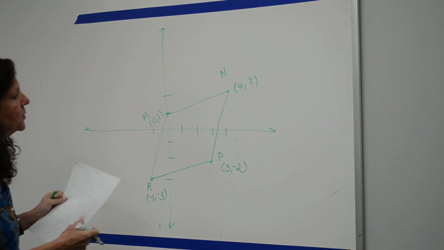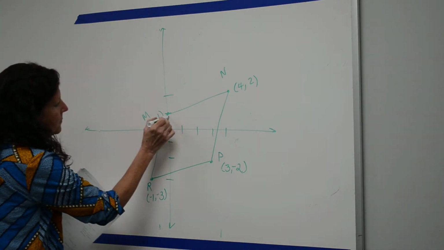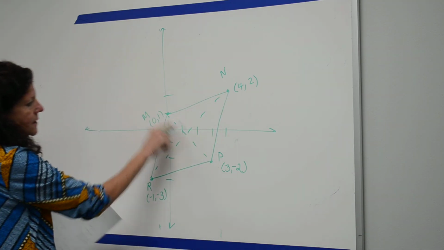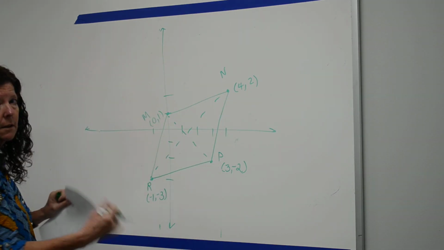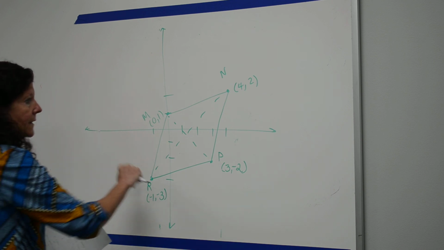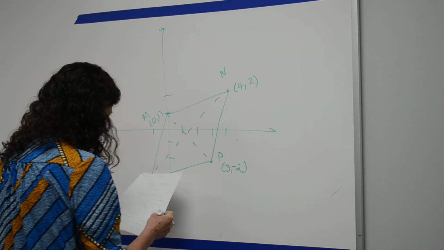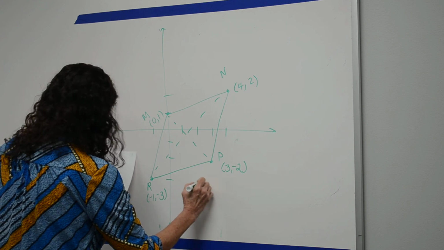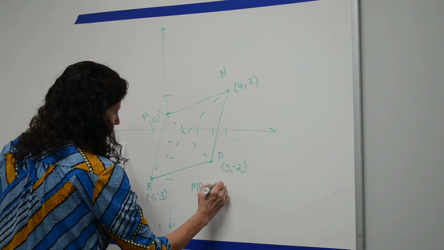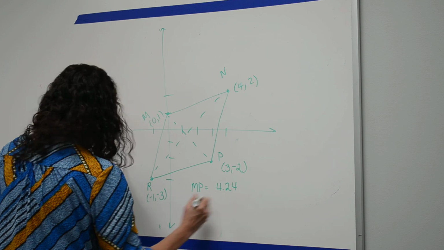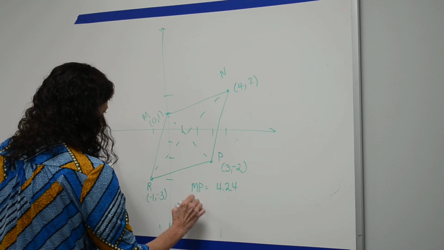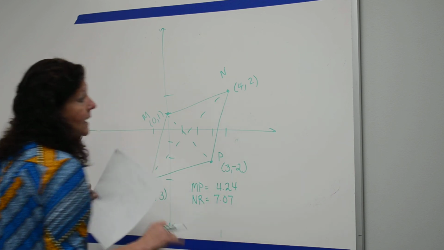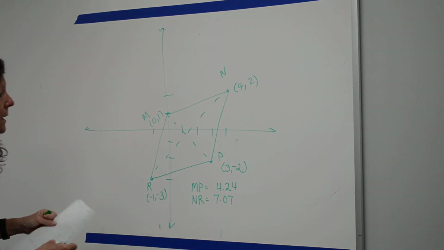All right, now this one you're going to have to use the distance formula on because it's not horizontal. So you would have to do the distance from M to P, and then R to N. So when you do that, you're going to find out that MP is equal to 4.24 and NR is equal to 7.07. Again, if there's any problem with the distance formula, let me know.